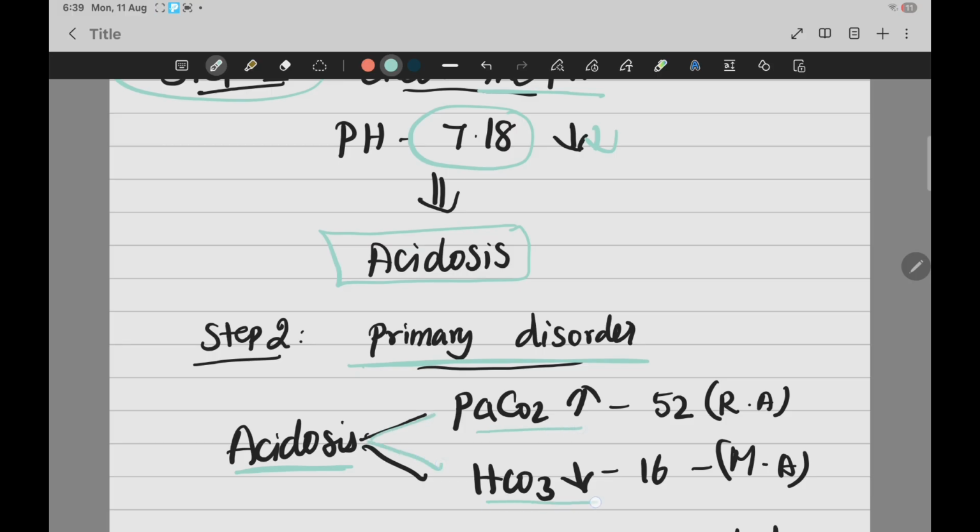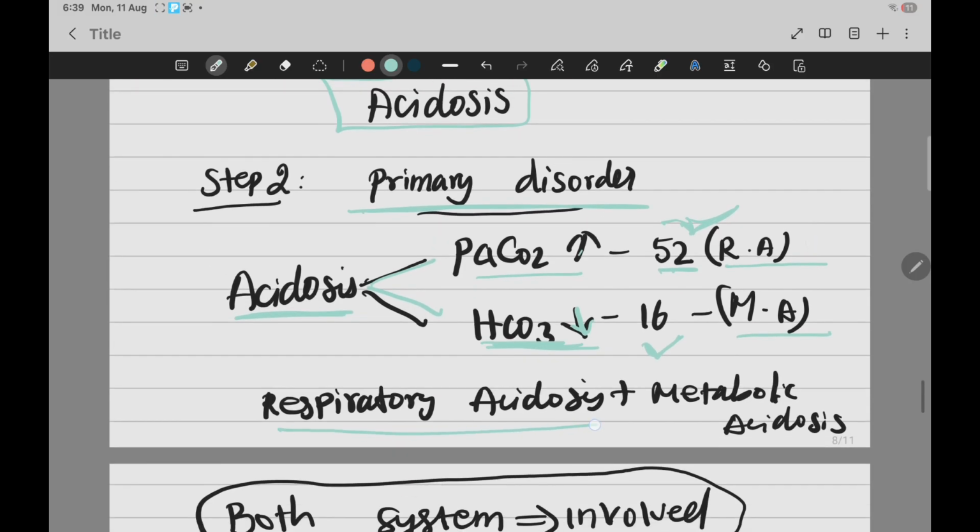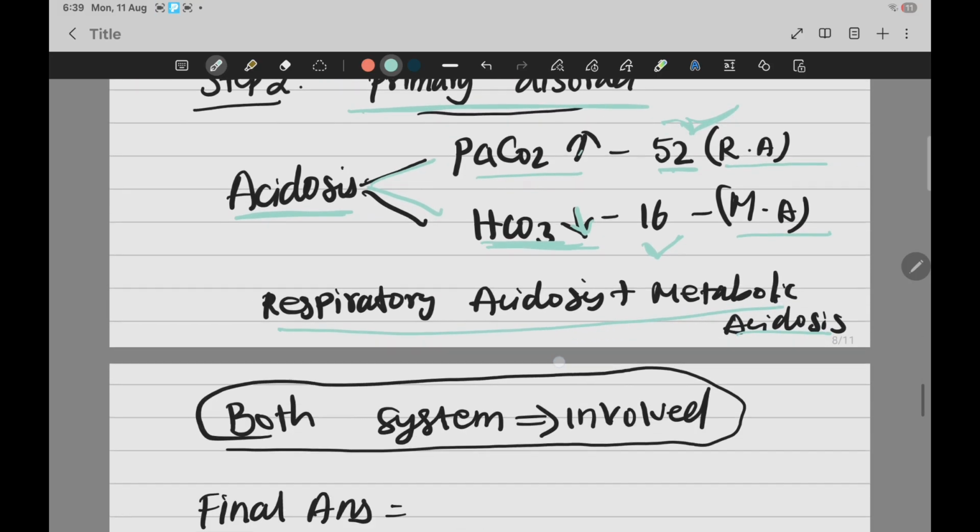PaCO2 was climbing, bicarb was coming down, this is opposite direction. Okay, now PaCO2 was how much? 52 means this is an increasing trend. Okay, next, bicarb normally 22 to 24, but this is also coming down, this is also correct, which means respiratory acidosis and metabolic acidosis, both conditions are there. Okay, both systems are involved.